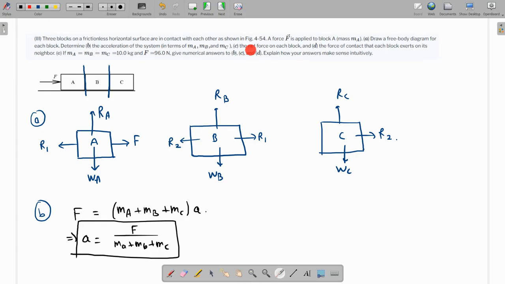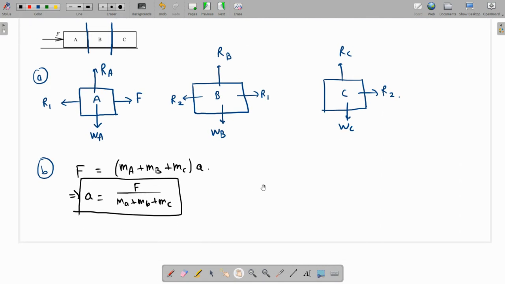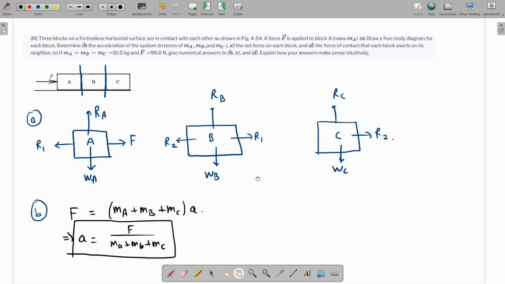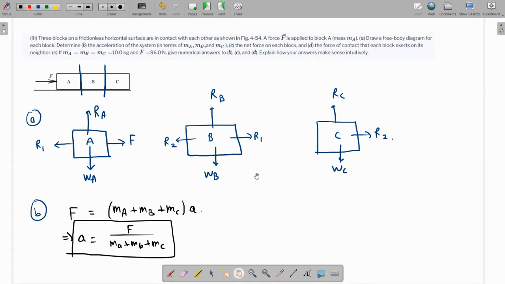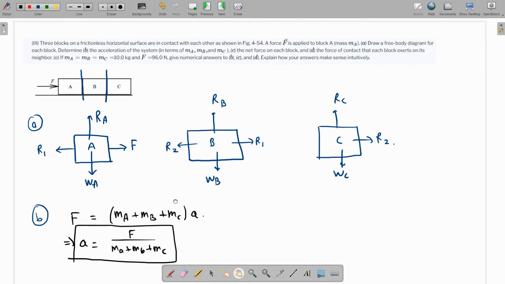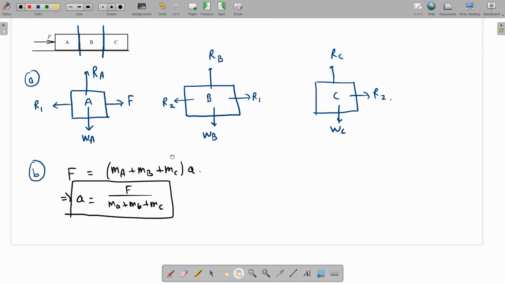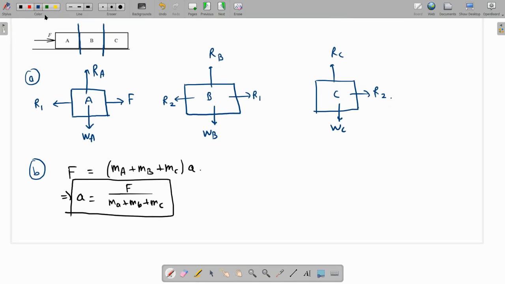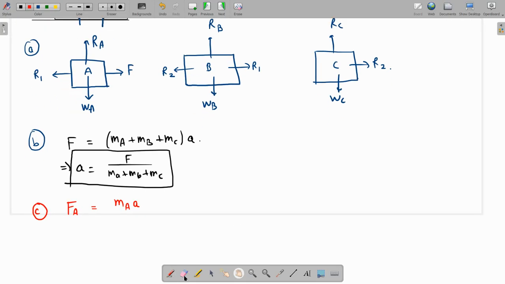Next, it talks about the net force which is acting on each block. Do we have to give it in terms of MA, MB, MC? I think yes. So what we can do is the net force acting on each block. Let's talk about block A. For block A, the net force, let's call it FA, is going to be mass of A times acceleration, because they're moving at the same acceleration.